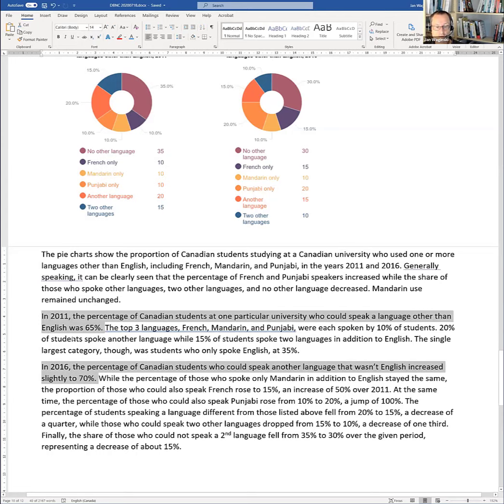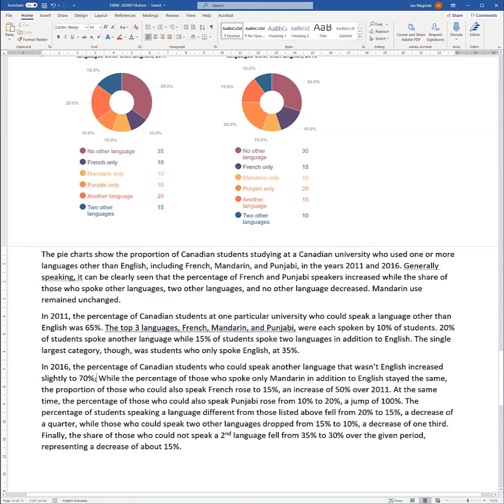This kind of parallel construction makes things a lot easier for the reader. It makes it a lot easier to compare the information in both paragraphs. Okay, go ahead. While the percentage of those who spoke only Mandarin in addition to English stayed the same, the proportion of those who could also speak French rose to 15, an increase of 50% over 2011. So that's that formula that I was telling you about.